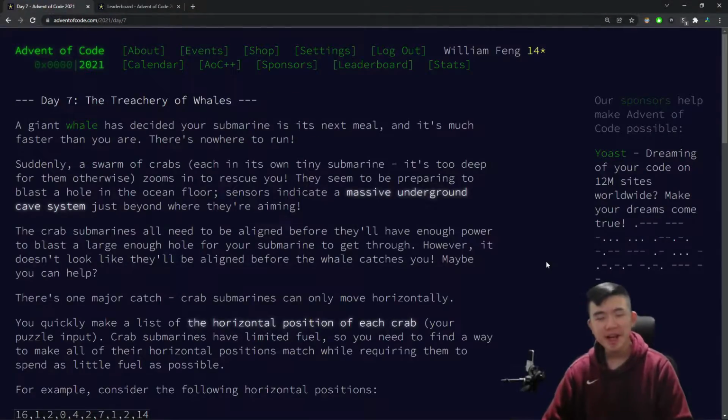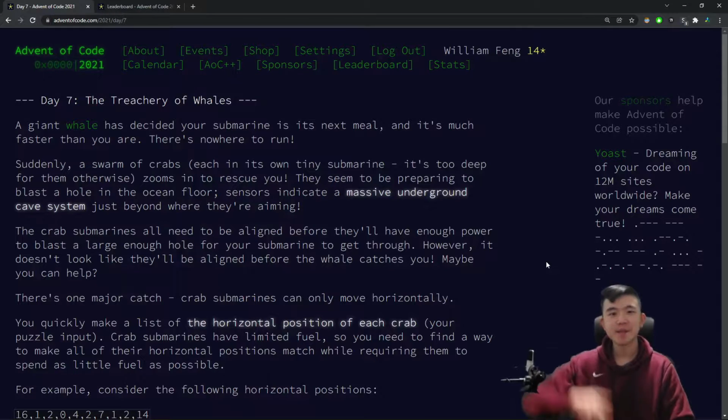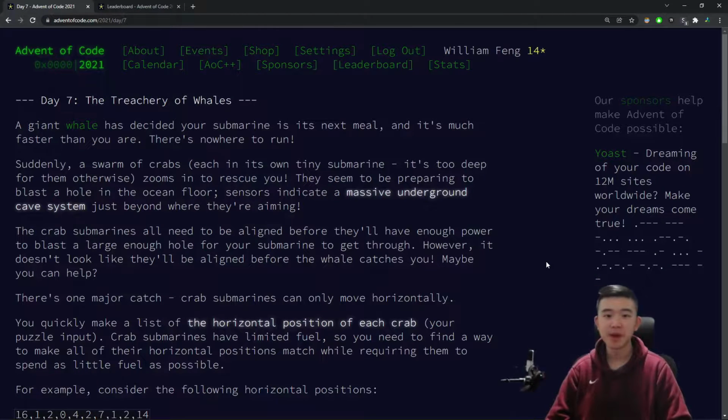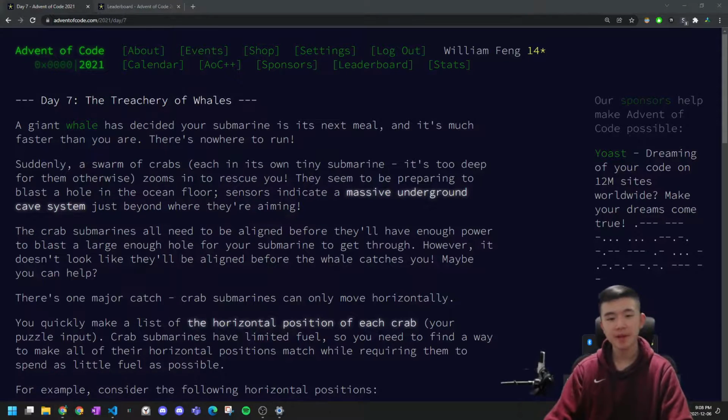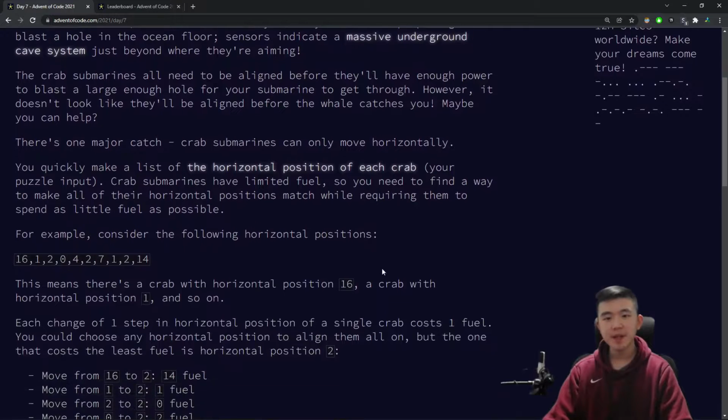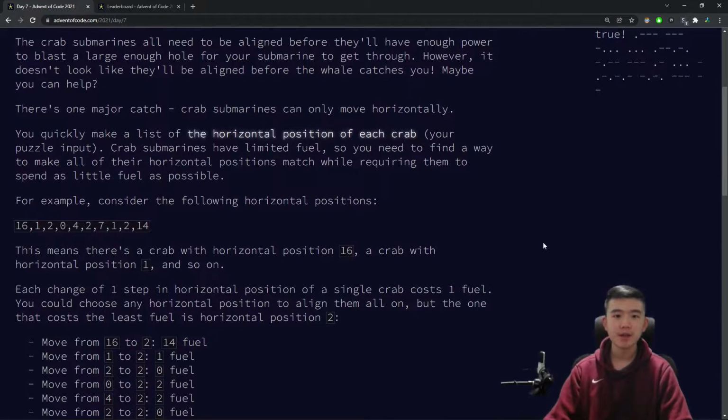A giant whale has decided your submarine is its next meal, and it's much faster than you are. There's nowhere to run. Suddenly, a swarm of crabs, each in its own tiny submarine, zooms in to rescue you. They seem to be preparing to blast a hole in the ocean floor. Sensors indicate a massive underground cave system just beyond where they're aiming. The crab submarines all need to be aligned before they'll have enough power to blast a large enough hole for your submarine to get through. However, it doesn't look like they'll all be aligned before the whale reaches you.